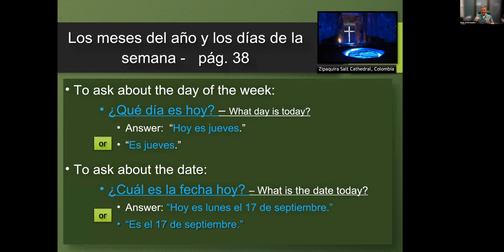To talk about the date, the word in Spanish for date, as in a date in a calendar, is fecha. So clase repitan, fecha. Okay, so ¿cuál es la fecha hoy? What is the date today? Clase repitan, ¿cuál es la fecha hoy? Okay, and the answer, hoy es lunes, el 17 de septiembre. Today is Monday, the 17th of September, or just simplemente es el 17 de septiembre.